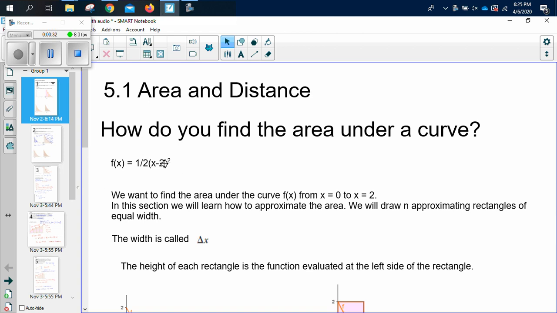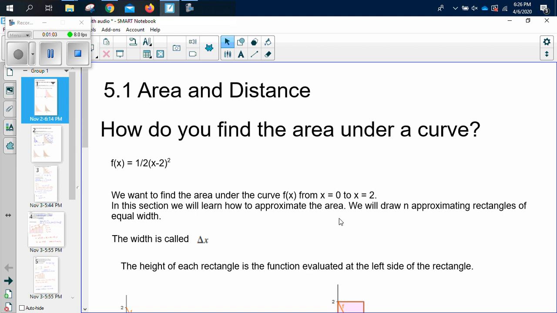Let's say our function is f of x equals 1/2 x minus 2 squared, and we want to find the area under the curve from x equals 0 to x equals 2. Now, we're going to find out how to approximate the area. Remember when we first started differentiation, we really just approximated the slope of the tangent line before we actually learned the calculus that we needed to use to find the derivative, which is the slope of the tangent line. We're doing the same kind of thing here.